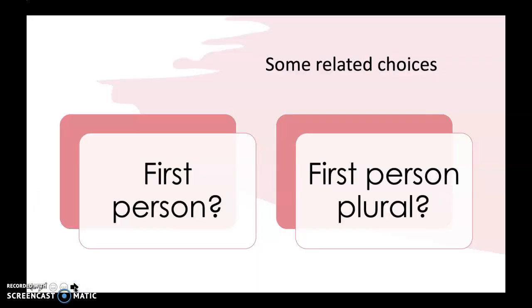So some related choices that we need to talk about as well. Do we use first person when we write? Do we talk about first person plural? Can you use the word I? Can you use the word we?